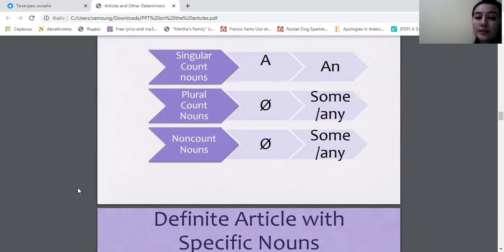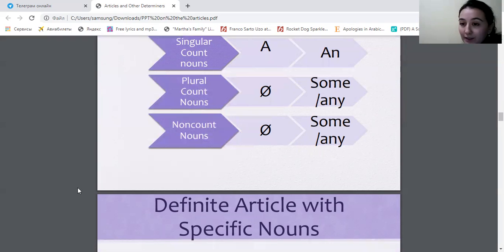So usage: if the word is singular and countable, we can use a or an. If the word is plural and countable, we cannot use any article, and sometimes we can use some and any. If the noun is uncountable, we use no article, we don't put any article, or we can use some and any.